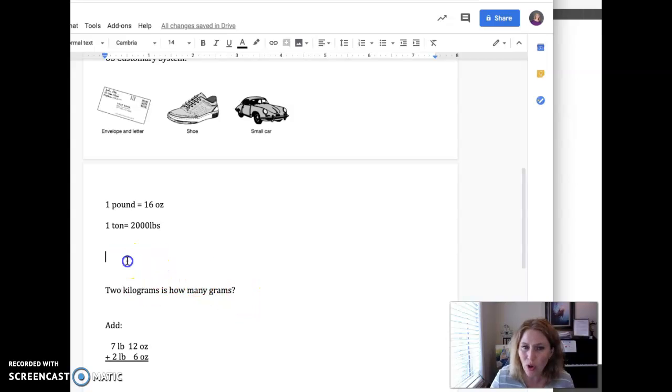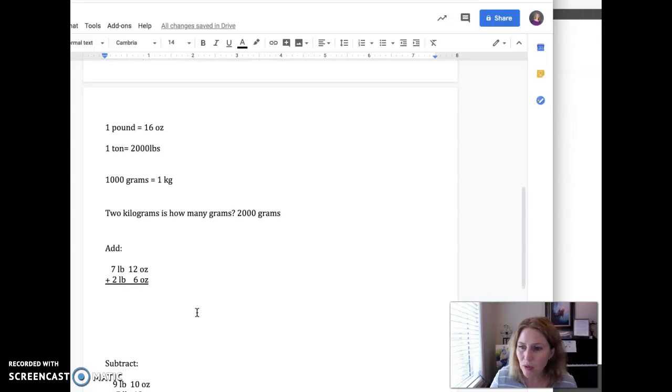And so it's good to know that 1,000 grams equals 1 kilogram. So if I had 1 kilogram, and this is given, the kilo means 1,000. So if I had 1 kilogram, I have to have 1,000 grams. That's what it's equal to. So if I had 2 kilograms, I would have to have 2,000 grams.